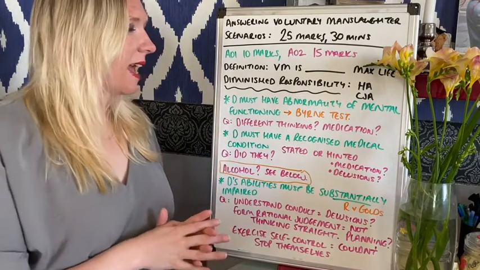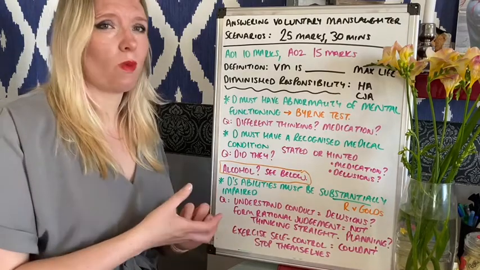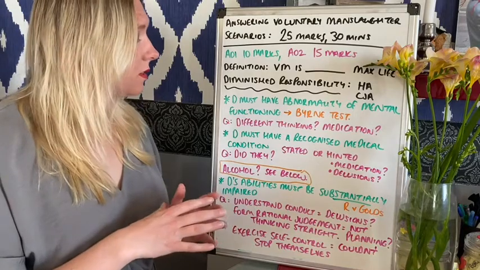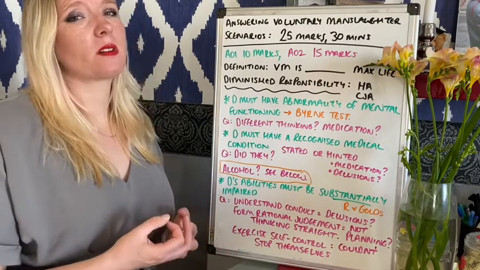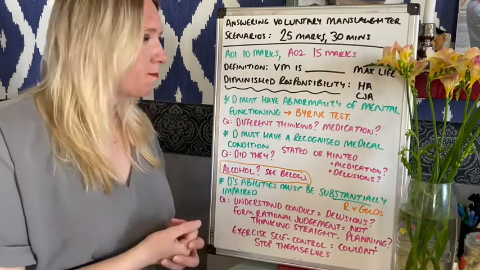The next thing is that the defendant must have a recognised medical condition. We're back to AO1, so we're back to using neutral language, not referring to anyone in the scenario. You may want to give some examples of commonly recognised medical conditions, things like depression, schizophrenia, PTSD.